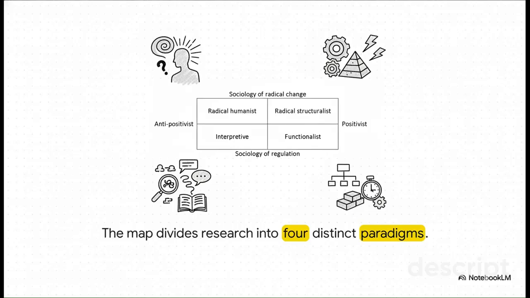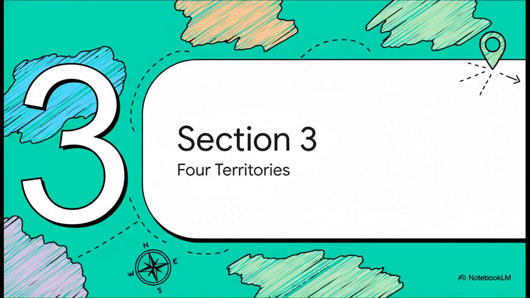Up in the top left, we have the radical humanist. Bottom left is the interpretive. Bottom right, the functionalist. And top right, the radical structuralist. So, let's take a little tour of these 4 territories, shall we? Because figuring out which one your research project lives in is the first step to finding your way.